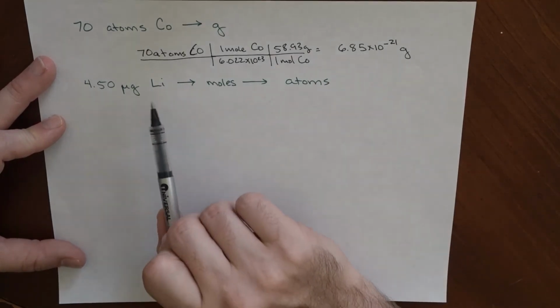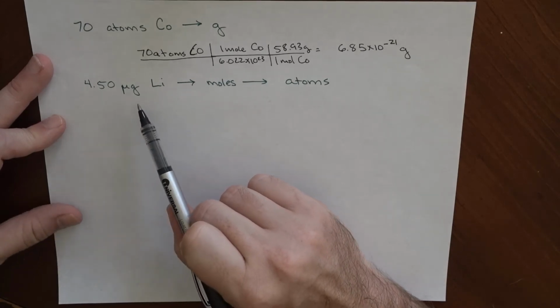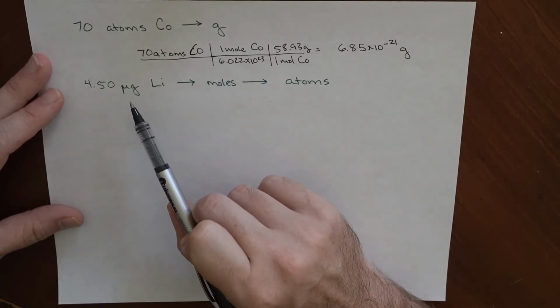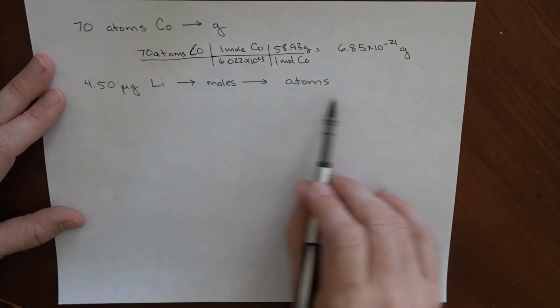Now, because I can go between mass, moles, and atoms, the mass can be in any units. It could be in pounds, it could be in kilograms. In this sense, I'm given micrograms. Because I know metric to metric conversions, these conversions are not that bad.